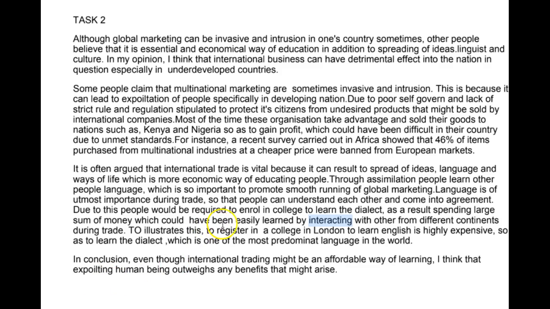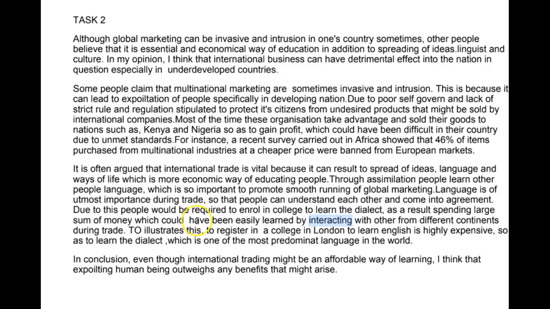To illustrate this, to register in a college in London to learn English, capital E, is very expensive if one wishes to learn the dialect of one of the most predominant, missing the N here, languages in the world. And then again, you need a takeaway sentence to link back to the first sentence of your paragraph.